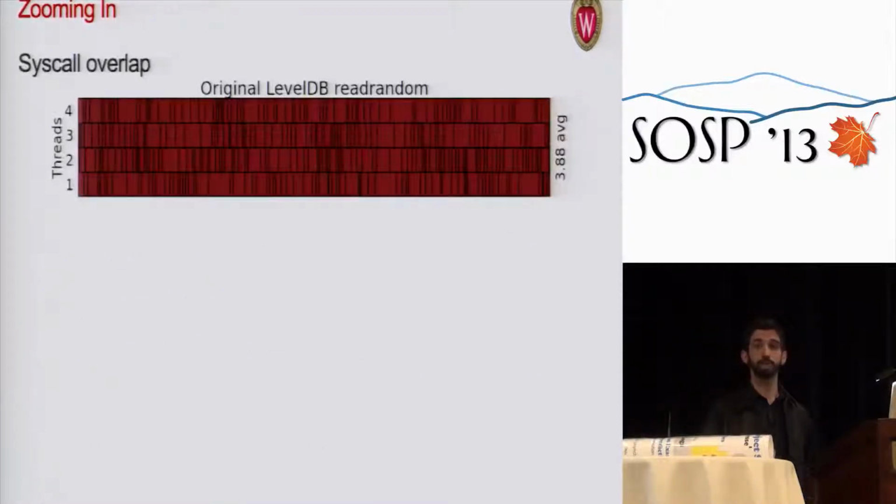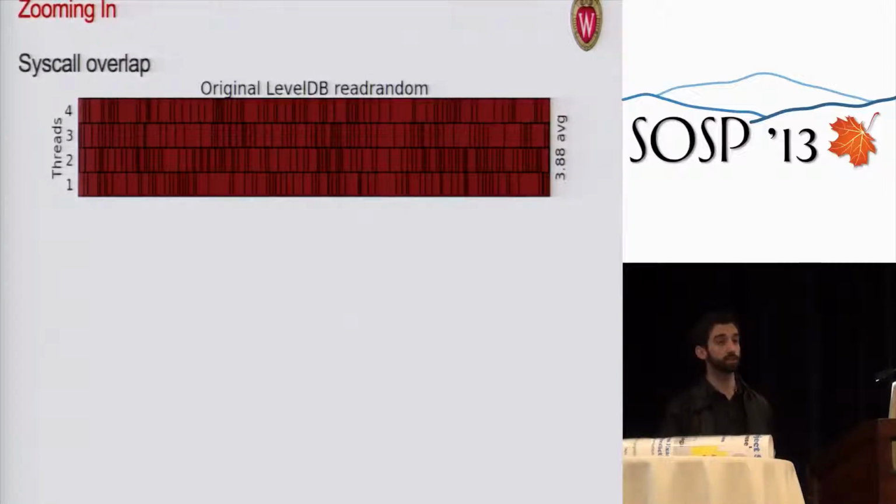Let's look at how that plays out in an actual execution. What we have here is a similar view with 1 line per thread of an actual execution of the same workload. We have each colored block here representing the duration of a system call. So we have the original application here, obviously being highly concurrent. We have very densely issued system calls across the entire span. We have about 3.9 outstanding system calls on average.